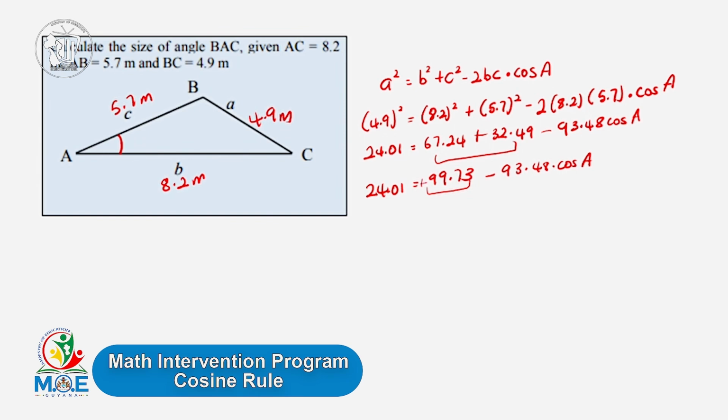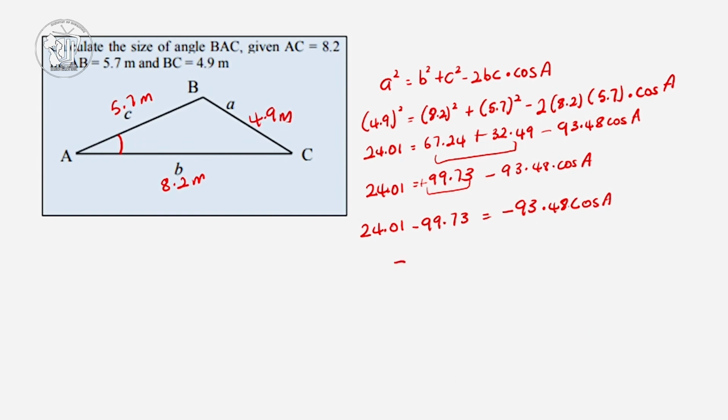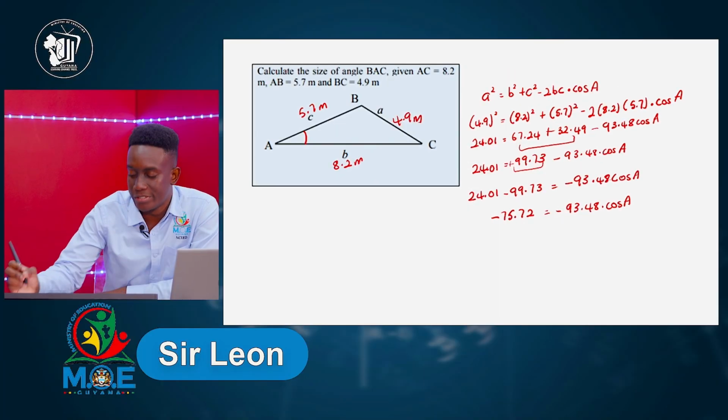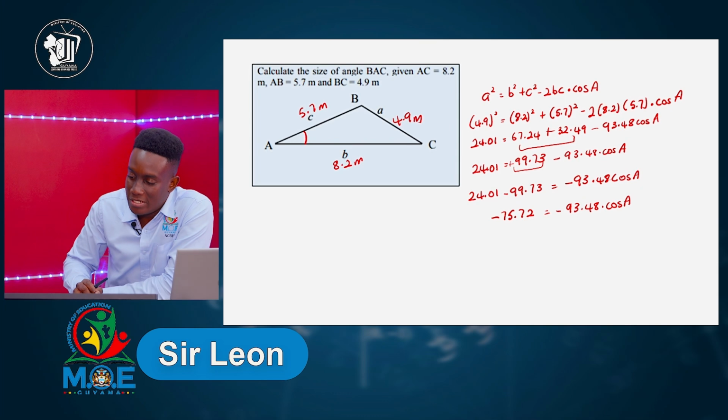So we take over this here. This is adding, and we take it over to subtract. So you'll have 24.01 subtract 99.73 is equal to negative 93.48 times cos A. So when we work this out, 24.01 subtract 99.73, you will get an answer of negative 75.72. That is equal to negative 93.48 times cos A. So it's to solve for cos A, to solve for A now.